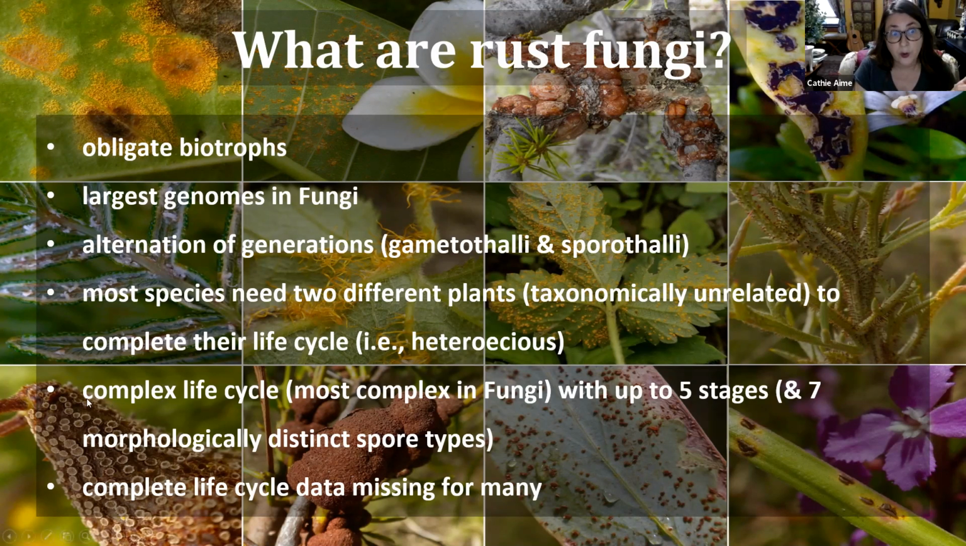And the third point is that in addition to this, what we call heteroecious, which means host alternation of generations, they produce 5 different spore stages during this life cycle. A couple of them on the sporothallus, a couple of them on the gametothallus. And these spore stages don't look anything like each other. Each one has a different function, a different cytology, a different morphology.